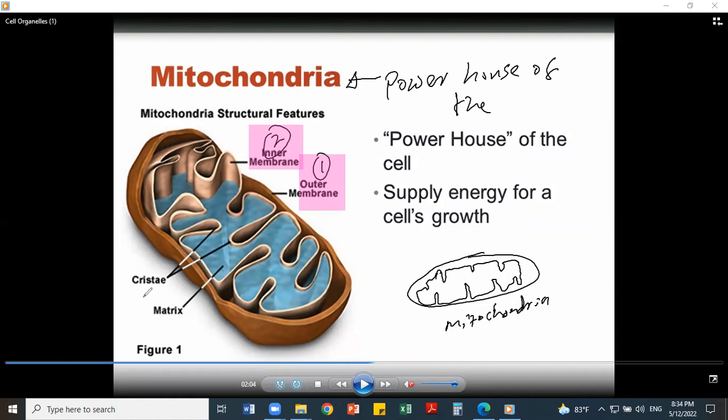So there are finger-like structures called cristae. These finger-like structures, called cristae, are projected inward. That increases the surface area. Finger-like structures of mitochondria called cristae, and they increase the surface area.